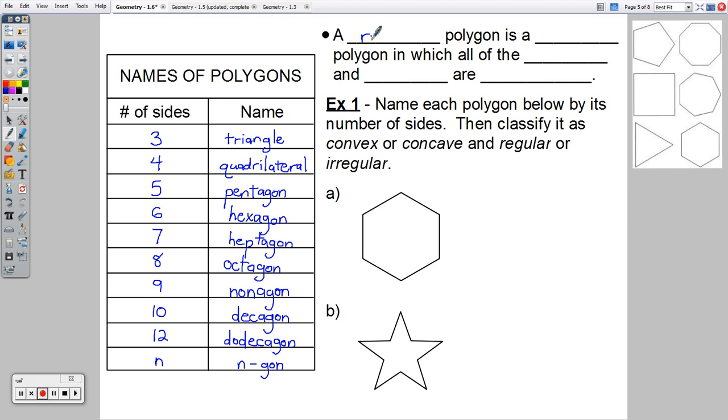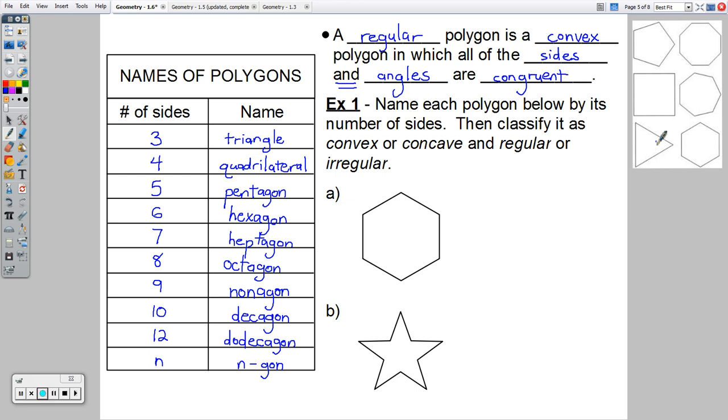So a regular polygon, for this next bullet point here, a regular polygon is a convex, so it's got to be convex, no caving in parts. Convex polygon in which all of the sides, and I'm going to double underline that, and angles, so both have to be true. Sides and angles are congruent.